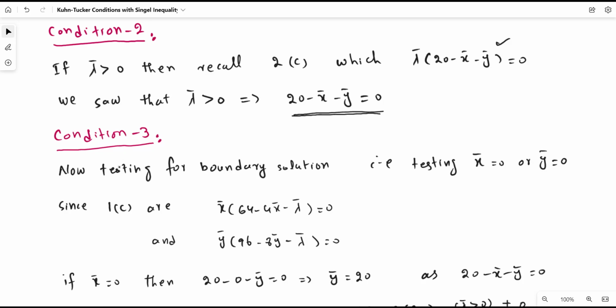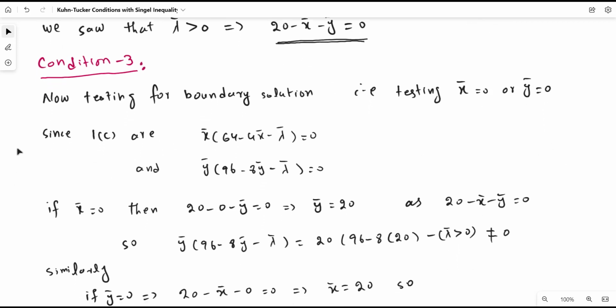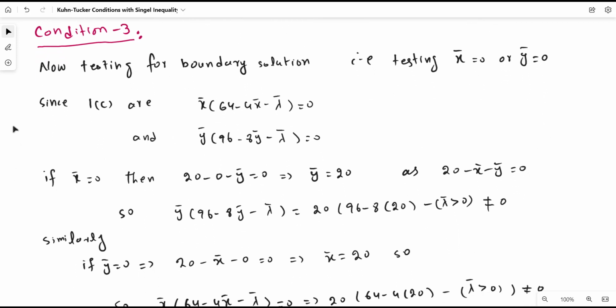Turn to condition 3. Condition 3 is, you have to test whether the solution would be a boundary solution or an interior solution. So we are testing for a boundary solution. If x bar is equal to 0 or y bar is equal to 0, then it would be a boundary solution. However, if x bar and y bar are greater than 0, then the solution would be an interior solution.